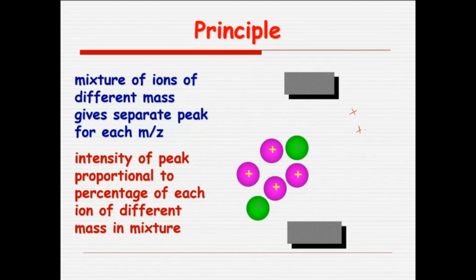So a simple radical or a simple molecule without a positive charge will not be detected. So the only detected species are radical cations, or it could be a cation. So we cannot detect a neutral molecule. Okay, so the neutral molecule's mass cannot be seen at all.